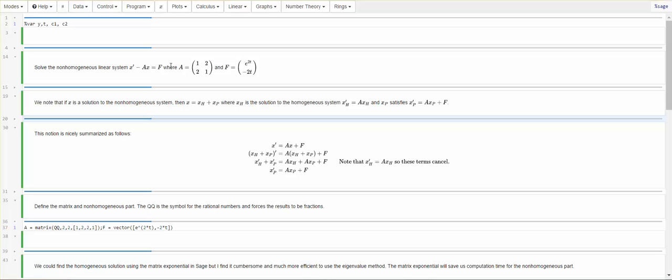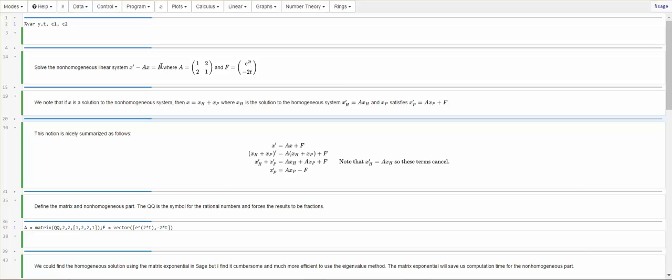Okay, so here we have a linear system, x prime minus Ax equals f. Now, I know you're already looking at this and thinking, can I solve that using an integrating factor? You certainly can. You can multiply this by an e to the minus At, multiply that across, then collapse the term on the left and integrate. And that's exactly the approach we're going to take, except this time it's going to be with the matrix exponential.